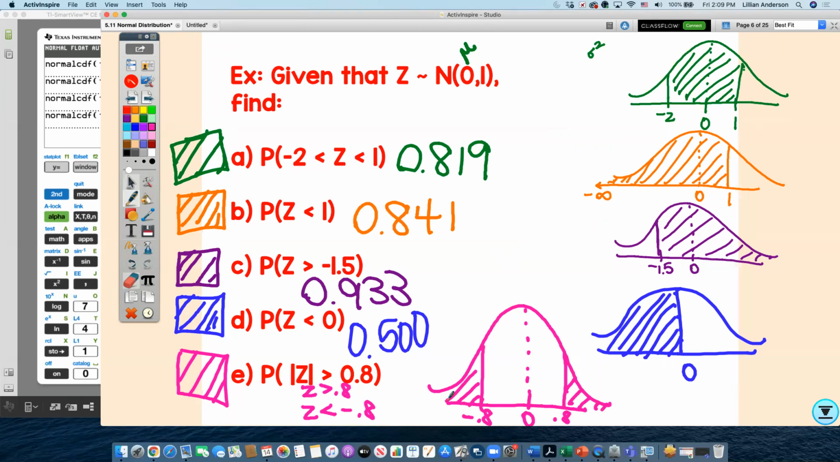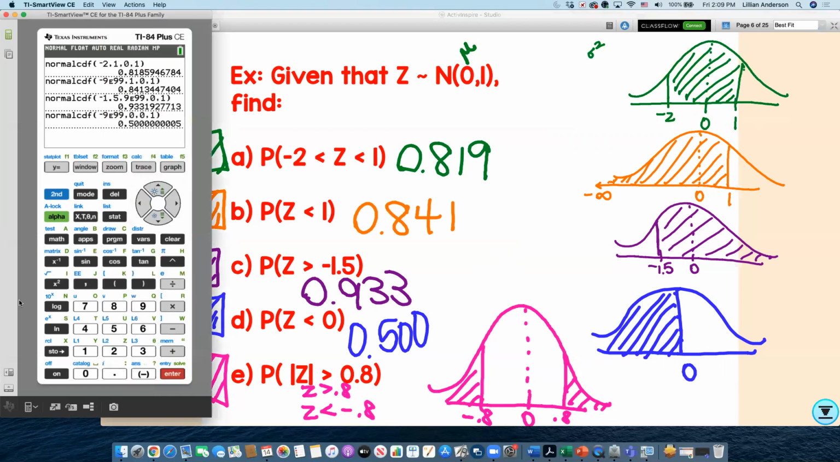So how do I do that? Second vars, normal CDF. Since I already have negative 9E99, I'll do the left side. Negative 0.8 is going to be my upper limit. And I'm going to paste.